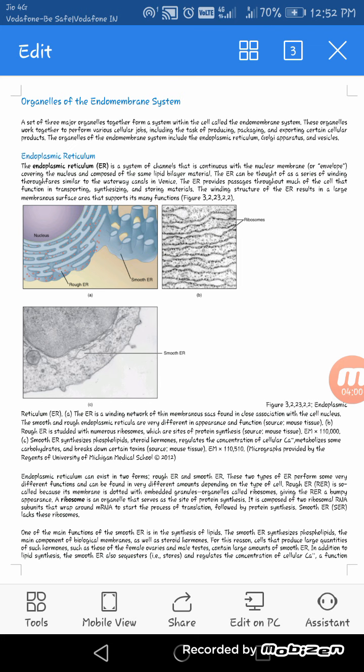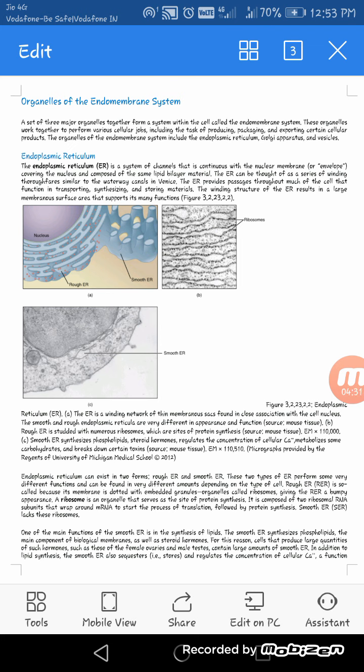One of the main functions of smooth ER is the synthesis of lipids. So our smooth ER, SER, is used in the synthesis of lipids. The smooth ER synthesizes phospholipids, the main compound of biological membranes, as well as steroid hormones. For this reason, cells that produce a large quantity of such hormones, such as those of the female ovaries and male testes, contain a large amount of smooth ER.